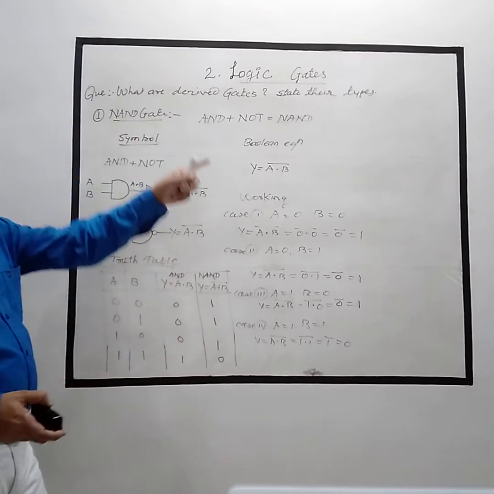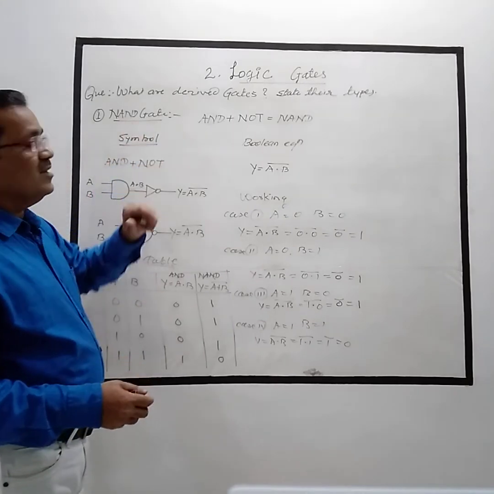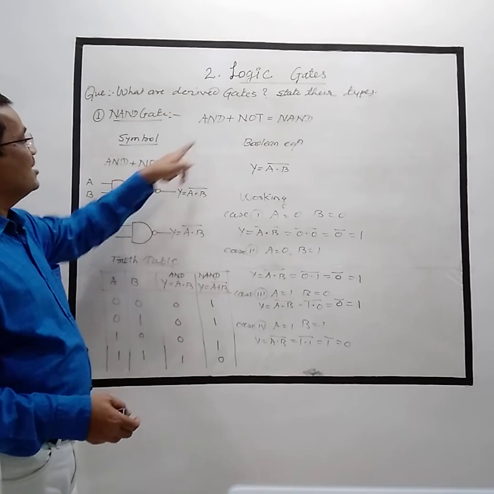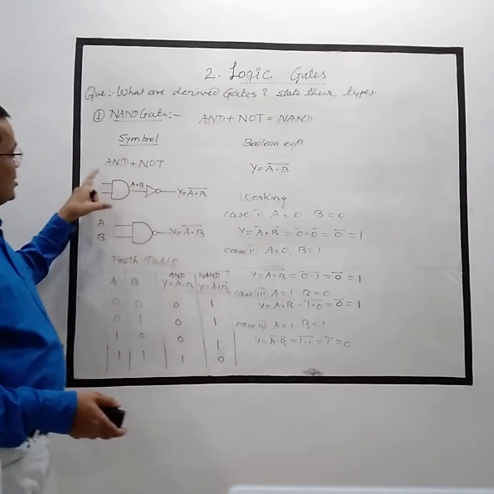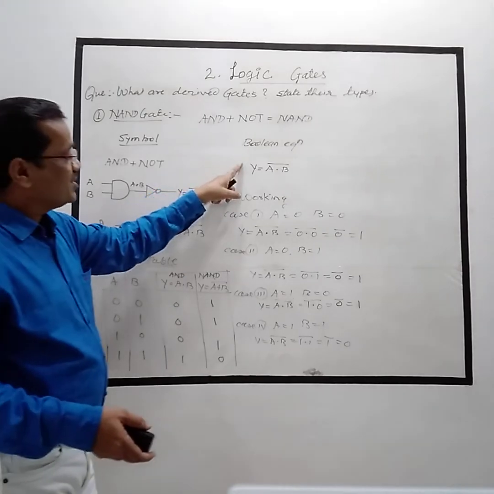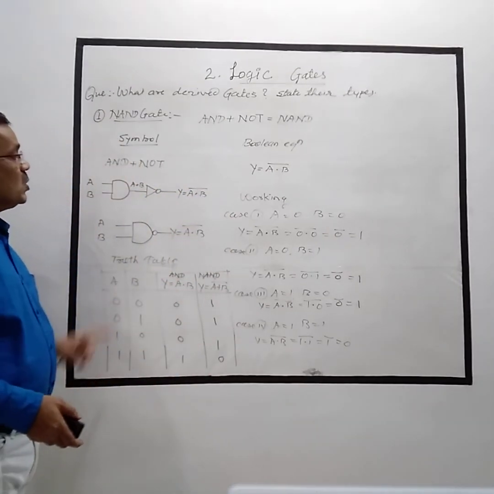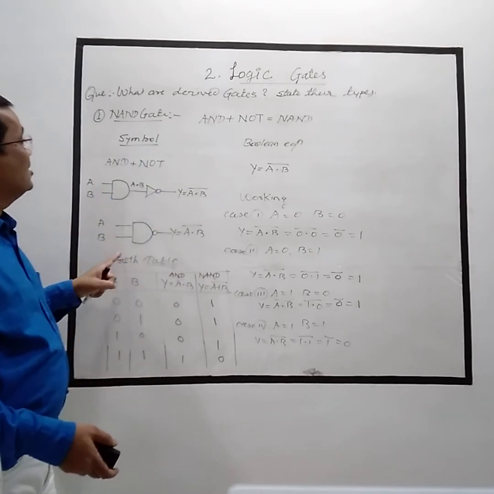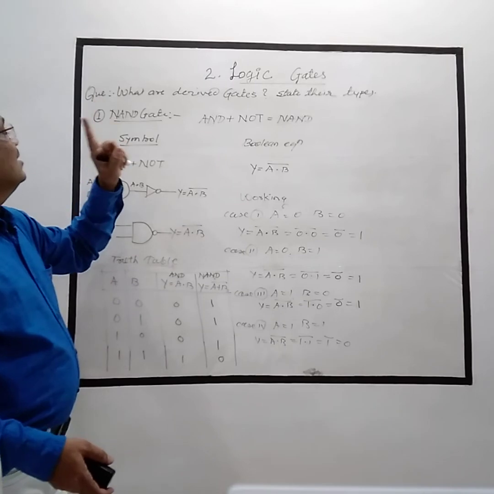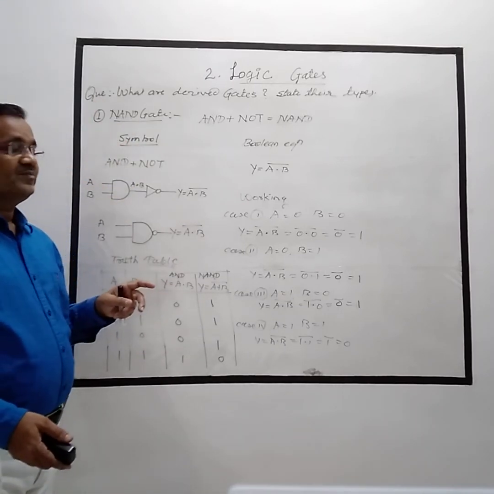So this is the second derived gate, the NAND gate, which can be constructed by using AND and NOT gate. So this is the symbol, this is the Boolean equation, this is the working, and this will be the truth table. So all the basic parameters are used to study a logic gate, either a basic gate or a derived gate.